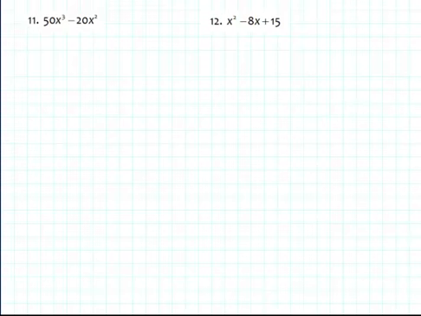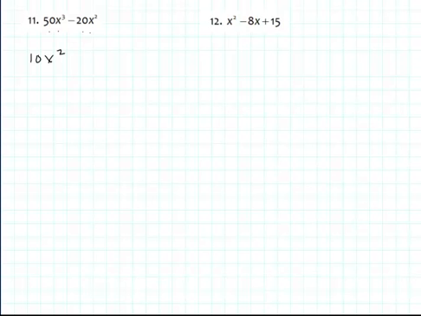Hey, let's do some word problems from a recent review. Here we're factoring. I have a nice binomial here, and I notice that 50 and 20 have a 10 in common, and I notice that my x cubed and my x squared have a couple of x's in common. So I'm going to factor out a 10x squared.